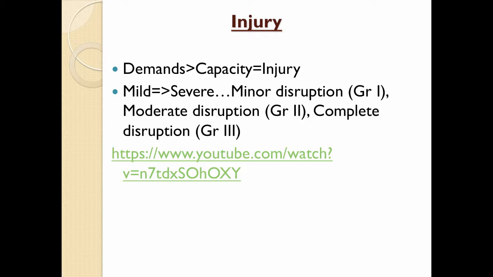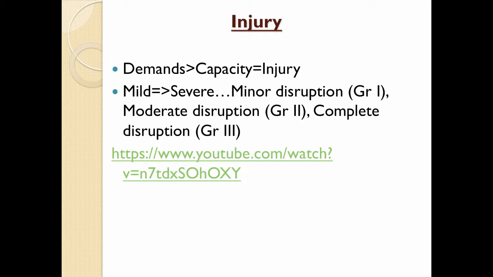Injury is a simple equation. When your demands exceed your capacity, injury occurs. So you may be a 300-pound lineman and have a 100-pound person fall into the side of your knee, and you have no results of injury. Or you could be a 100-pound person and have a 300-pound lineman fall into your knee, and the results will be a tear of the MCL.